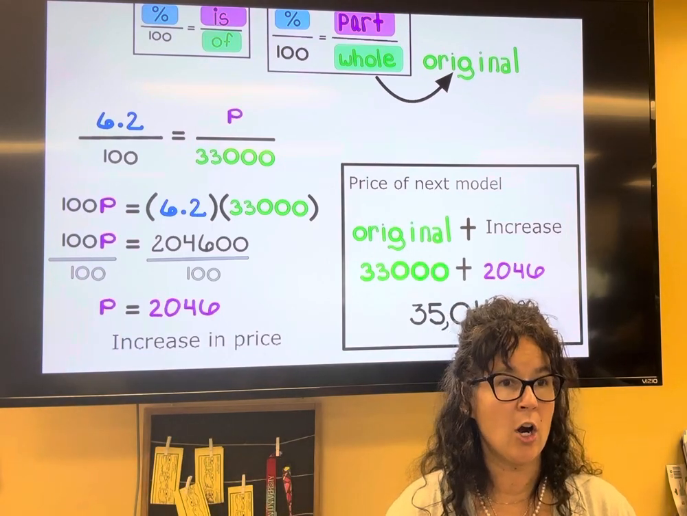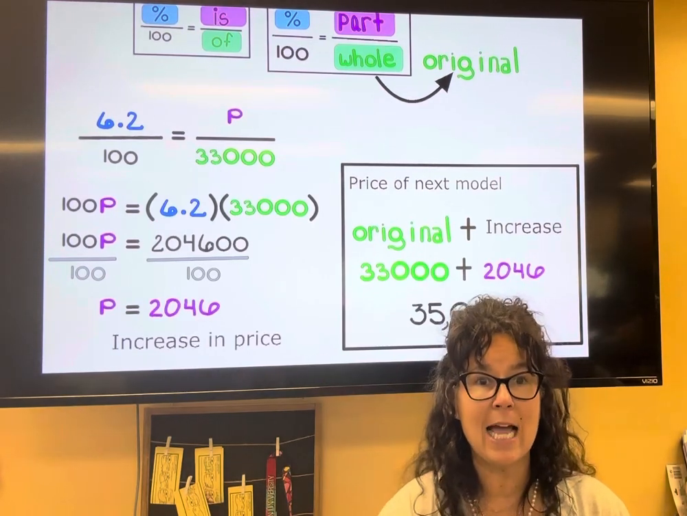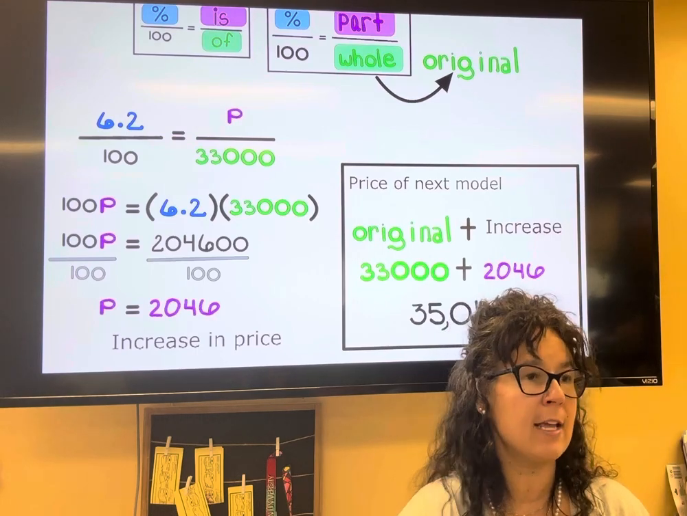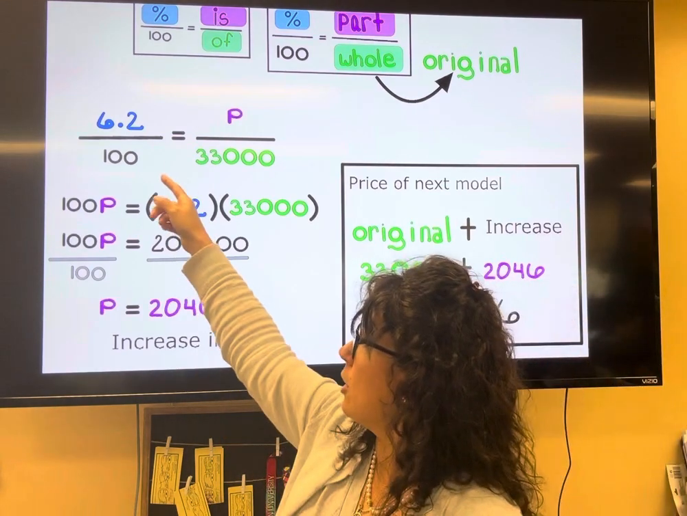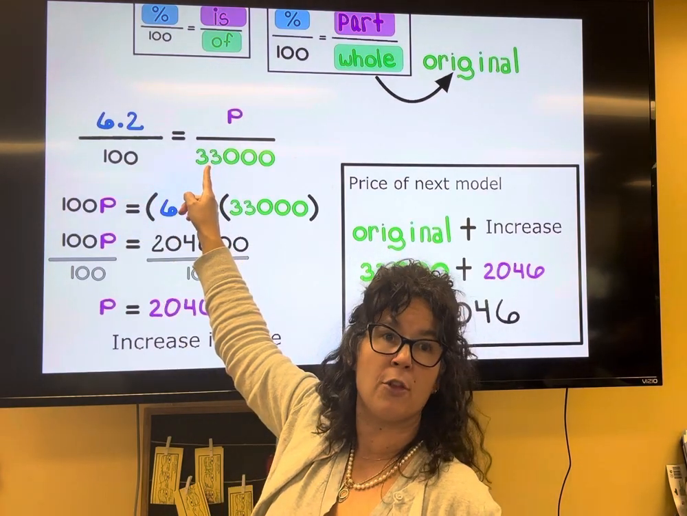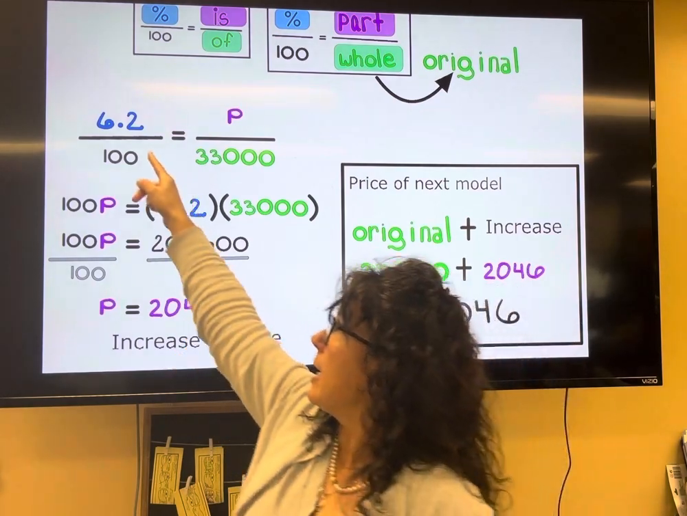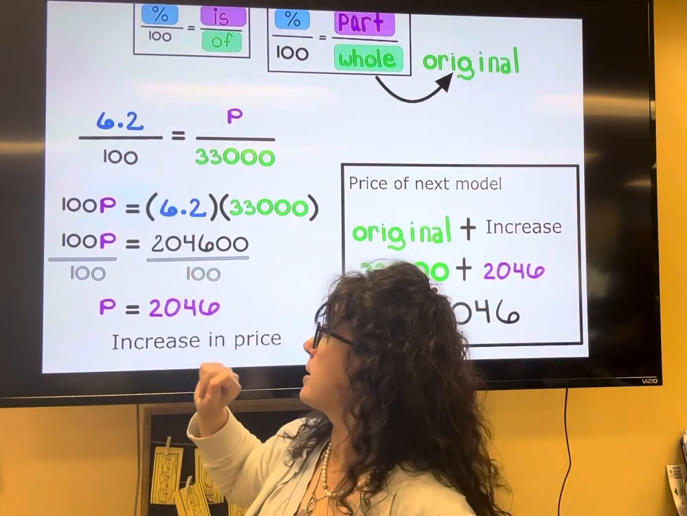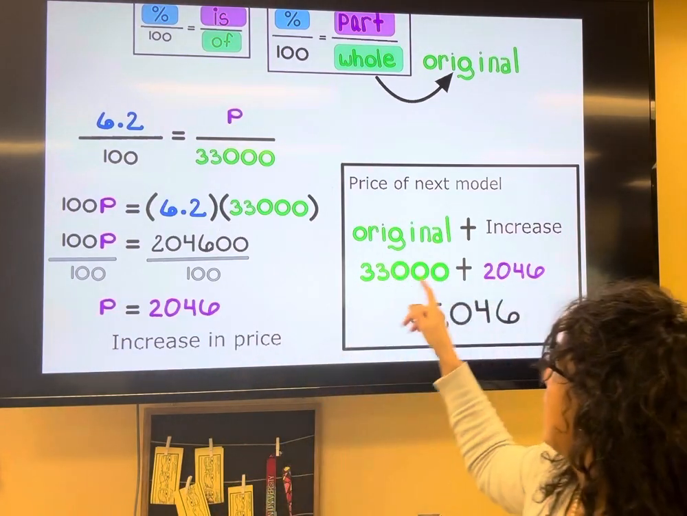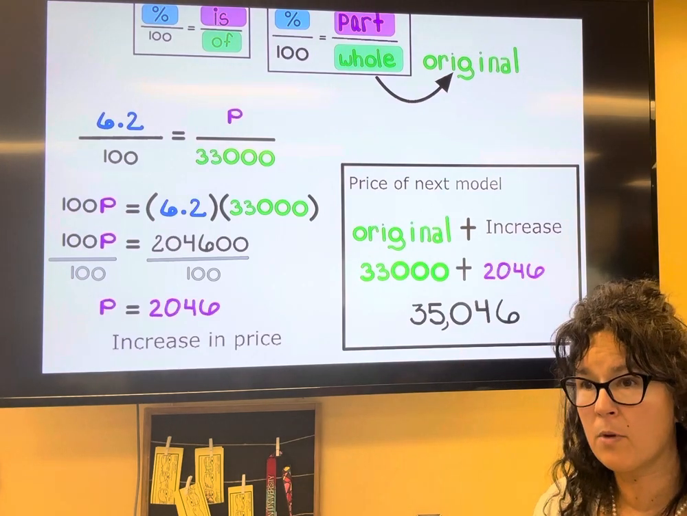A very similar problem, just changing one word, is let's say that instead of what's next year's model, maybe somebody bought a car and a year later it was worth 6.2% less, like it went down in value. We wouldn't change anything at the beginning. We would still put 6.2% over 100, P over the original 33,000. But when we get here, if it went down by 6.2%, then this would be the money it went down, and I would end up subtracting this to see how much it's worth now.